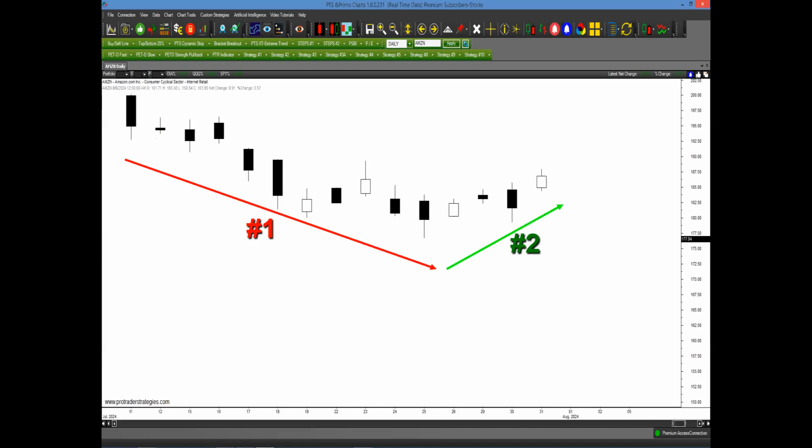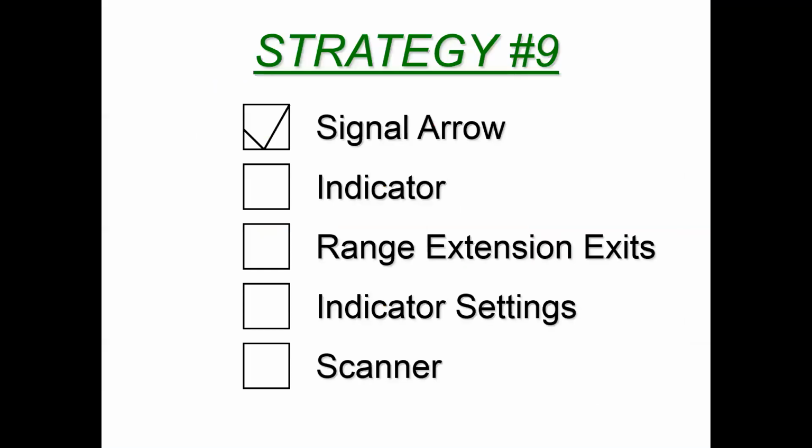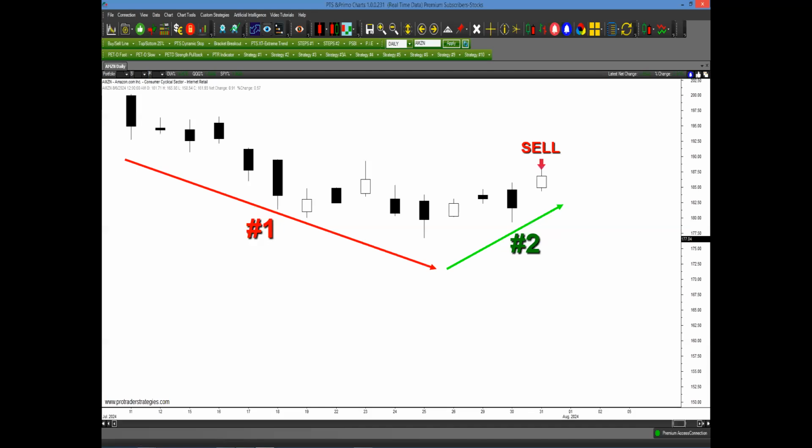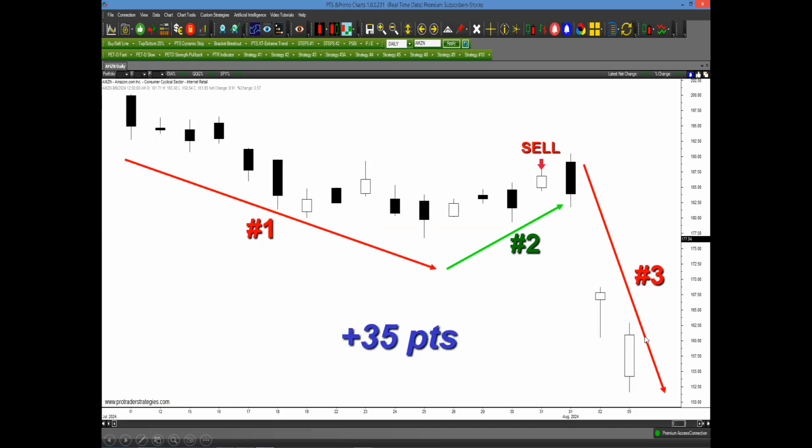This is where most students fail trading pullbacks, because they think that it's time to buy. Actually, you should be looking to go short. But in order to take advantage, all the requirements need to be met for a sell signal to be generated. So click on strategy 9, click on signal arrow. Now, if the requirements are not met, then a signal will not be generated. But in this case, one was right here at the top of this little 4-day bounce. And look what happened. In the next 3 days, it fell 35 points. This is why most traders lose, myself included, because you're out of sync with what phase you're in.